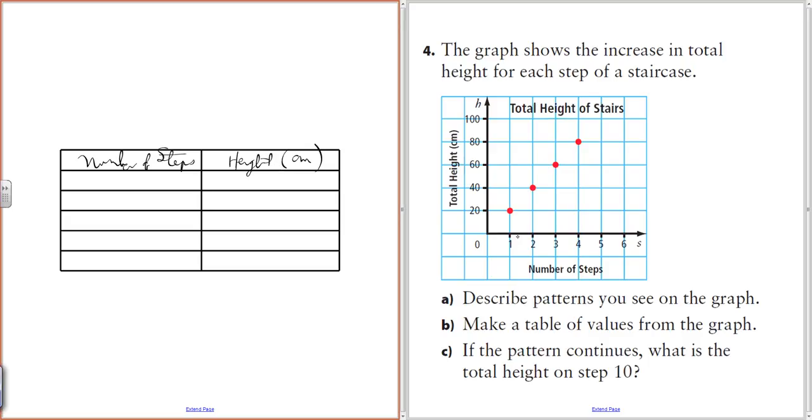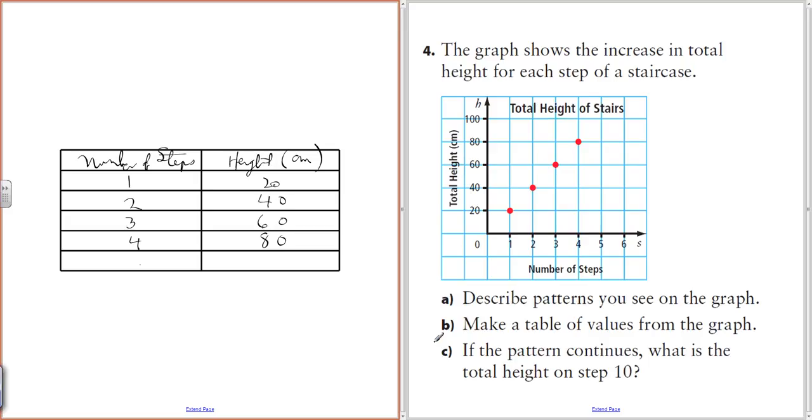So when I take one step, the height of the stair, now one step is 20 centimeters. If I look at 2 steps, if I follow my chart here, 2 steps becomes 40. And if you follow that chart, you can see 3 steps is actually 60. 4 steps is 80 centimeters. And I think that's all they left. So they have 1, 2, 3, 4, and 20, 40, 60, 80. That's question B. So the table of values for this one would be this right here.